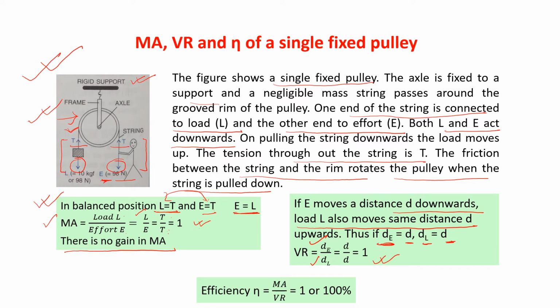If the mechanical advantage is equal to 1 and the velocity ratio is equal to 1, therefore efficiency is equal to mechanical advantage divided by velocity ratio. So it is 1, or 100%. So the mechanical advantage and the velocity ratio of a single fixed pulley is 1 and the efficiency is 100%.